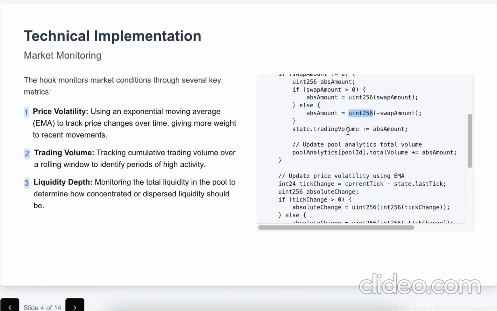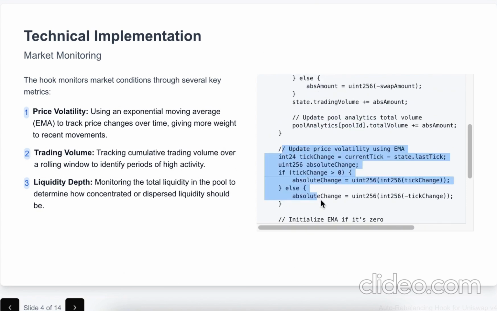Then it adds the amount to the current trading volume in the rolling window and also updates the total cumulative volume in the pool analytics. It calculates the change in price in ticks since the last update by finding the difference between the current tick and the last recorded tick.